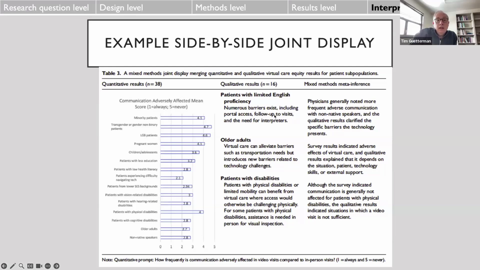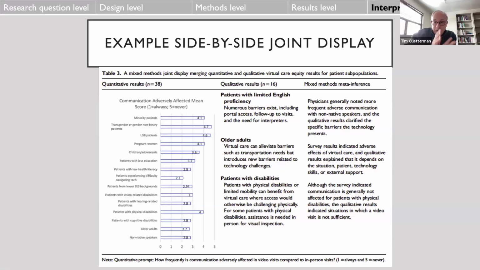So for patients with limited English proficiency, our findings or takeaways here: there were numerous barriers, including access to portals, so their patient version of the electronic health record, follow-up to visits, and also the need for interpreters. Then the mixed methods meta inference, comparing across all of those: physicians generally noted more frequent adverse communication with non-native speakers, and the qualitative results clarified the specific barriers that the technology presents.